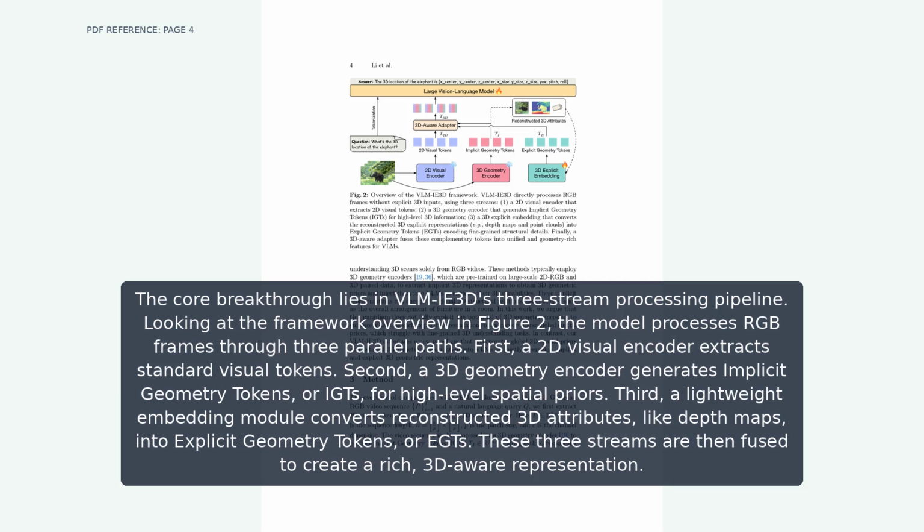The core breakthrough lies in VLM-3D's three-stream processing pipeline. Looking at the framework overview in Figure 2, the model processes RGB frames through three parallel paths. First, a 2D visual encoder extracts standard visual tokens. Second, a 3D geometry encoder generates implicit geometry tokens, or IGTs, for high-level spatial priors. Third, a lightweight embedding module converts reconstructed 3D attributes, like depth maps, into explicit geometry tokens, or EGTs. These three streams are then fused to create a rich, 3D-aware representation.